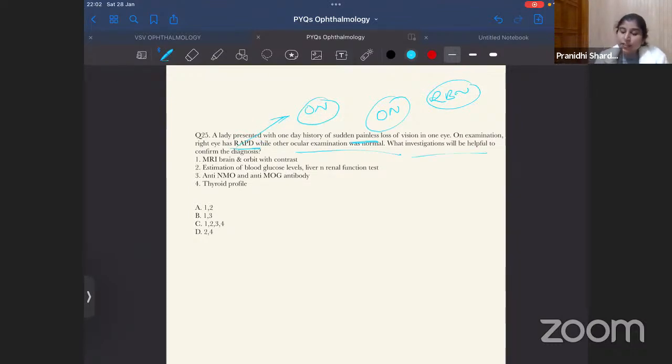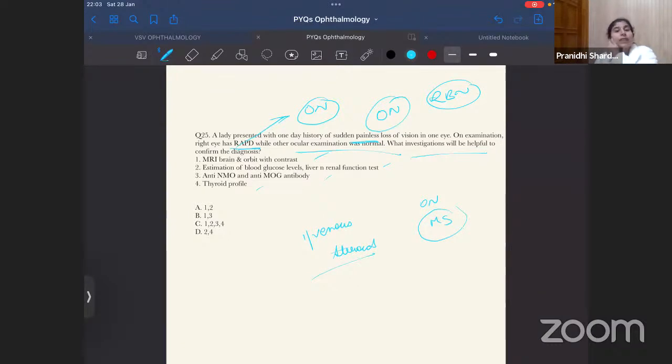Which investigations are helpful? MRI, estimation of blood glucose, anti-NMO, anti-MOG antibodies, thyroid profile. We'll do the MRI because we know that the most common cause of optic neuritis is multiple sclerosis. Yes, we'll do the MRI. Whether we'll do the blood glucose level, RFT, LFT, yes, because in optic neuritis, what is the treatment of choice? Intravenous steroids. High dose methylprednisolone for 3 days.